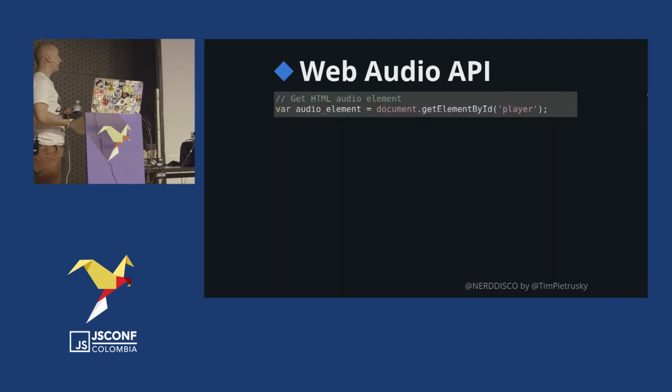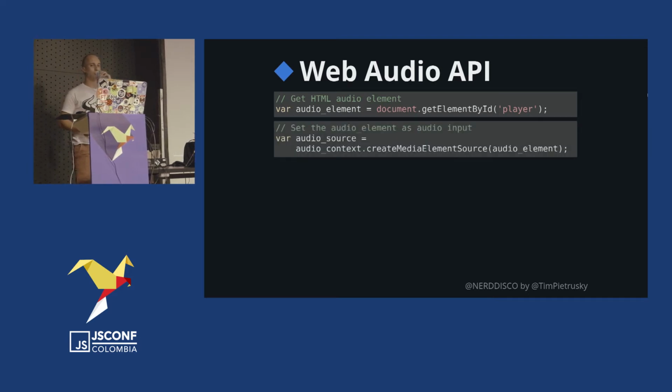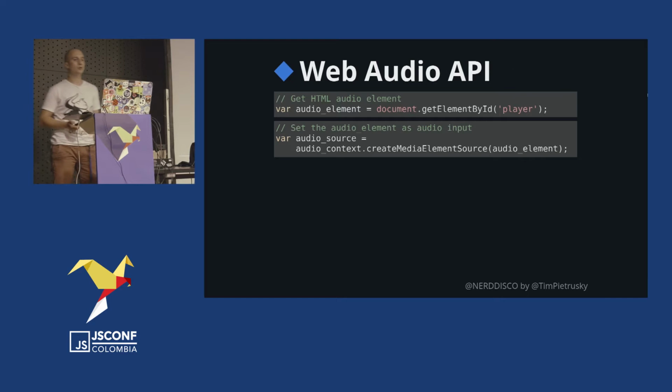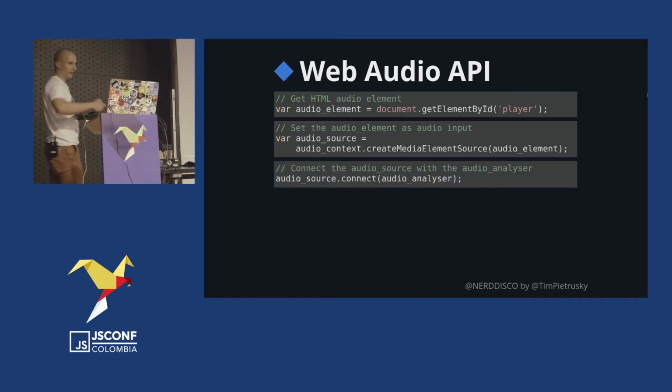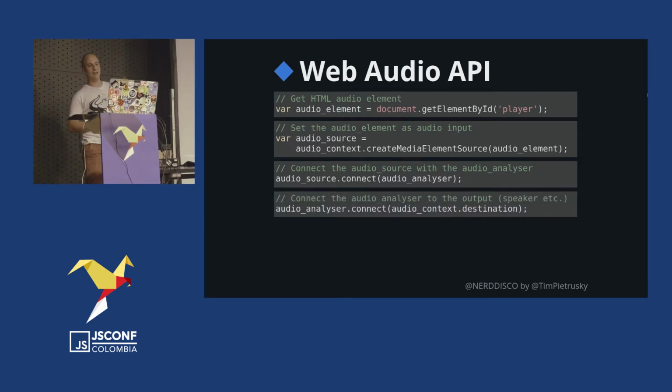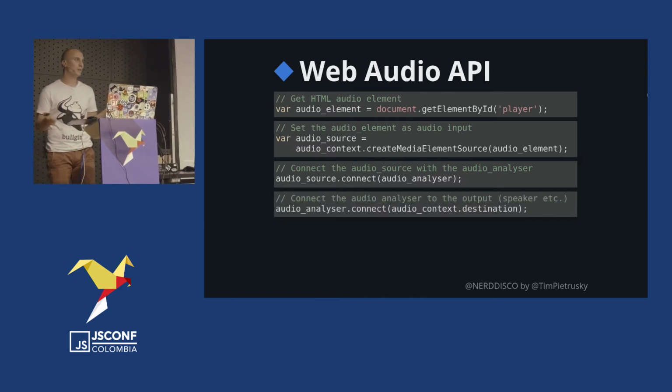The next thing is we get a reference to the audio element itself, and use this reference to create an audio source. We connect this audio source with the analyzer, and the analyzer with the destination. The destination might be some speakers. So what we have here is the audio element, and we put the analyzer in between. Every time we start audio with the element, it goes through the analyzer and is then delivered to the speakers. So we get the data of the currently played audio.